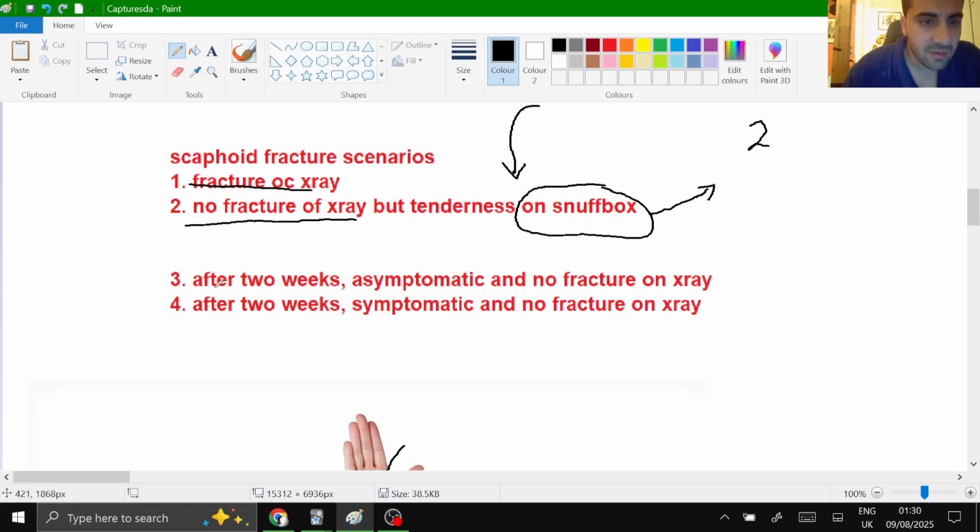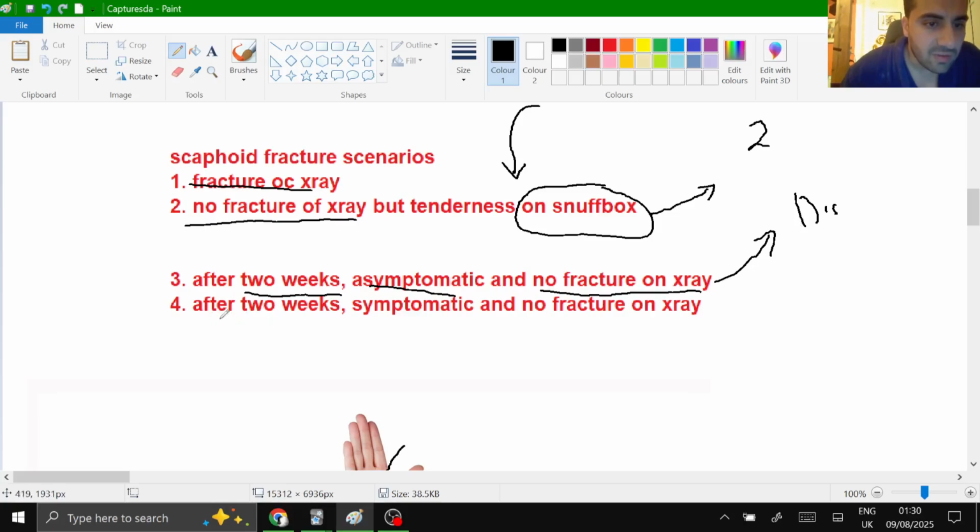So that's the second scenario. The third scenario, if the patient after 2 weeks comes to me and he's asymptomatic and we did an X-ray and there is no fracture, in that case, discharge. Nothing to be done, that's fine, everything is fine.